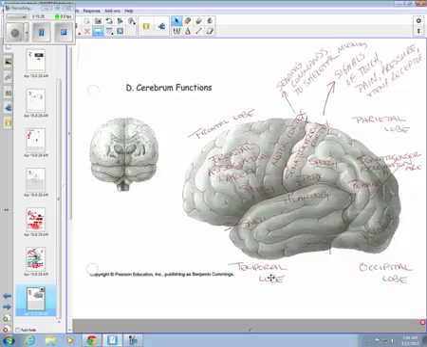So please make sure you have all the lobes labeled and everything inside here labeled along with the extra information on the outside. And that wraps up the nervous system, and I hope this helps.